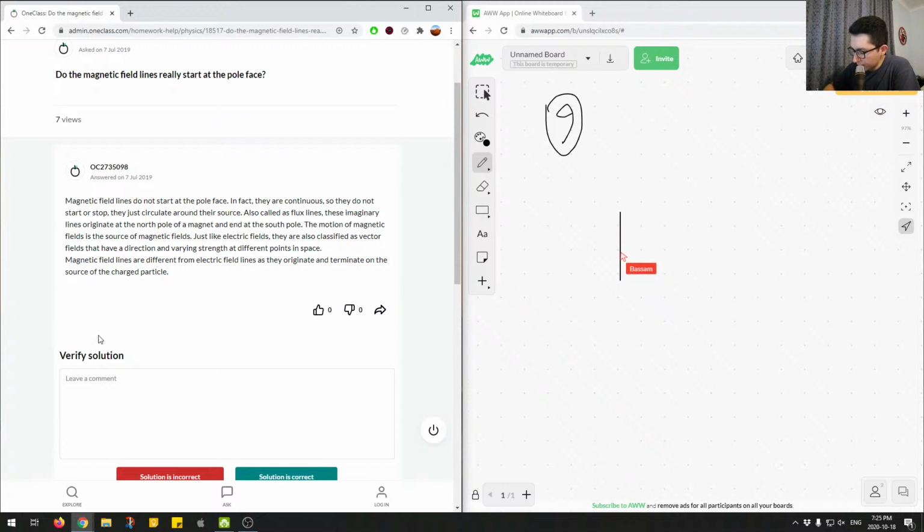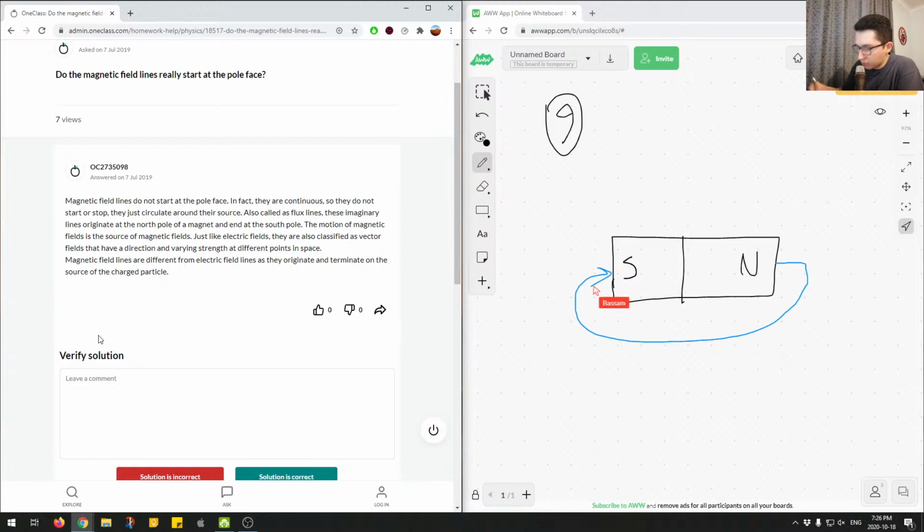So if we had some magnet, and we had the north end over here and the south end. We'll use blue to represent the magnetic field lines. So we know for a fact that they originate from the north end and enter the south end. They come from the north end, and then there's a bunch of these around. So you'll have more. We're just using a couple to represent.